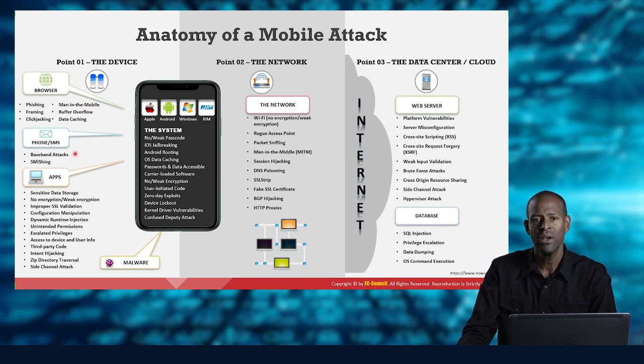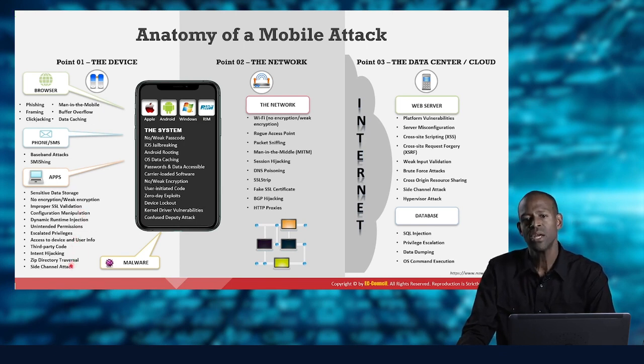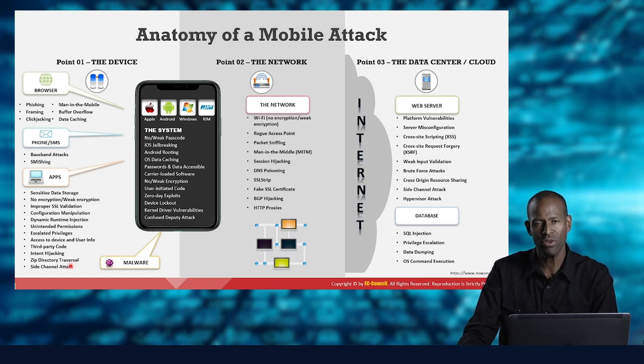We also have broadband and baseband attacks and smishing. We also have improper SSL validation and escalation of privileges. And we have zip directory traversal. So yeah, you can do directory traversal even in your mobile phones, and side channel attacks. All kinds of attacks through your apps. And this is just a very partial list.